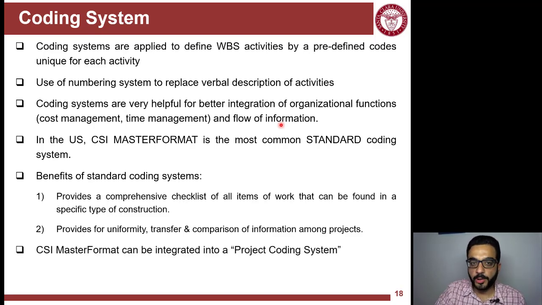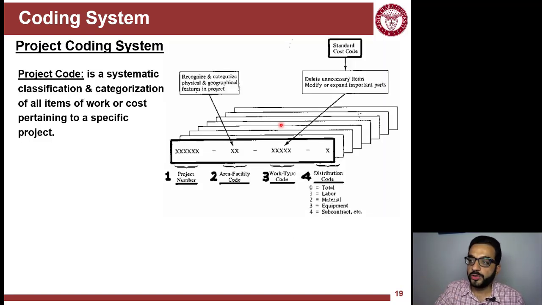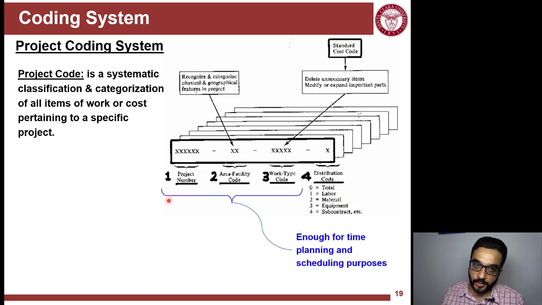And MasterFormat can be part of a bigger project coding system. So for example here, your coding system can include a project code. You have multiple projects, so you have a project code, and then if the project is big, you'll have segments of it, or areas or buildings. And then you will have the work type code, which here means the CSI MasterFormat. And then you can actually detail the work with different distribution codes, or what we call the cost code. For planning or scheduling purposes, you would only be dealing with the first three segments of the code here.